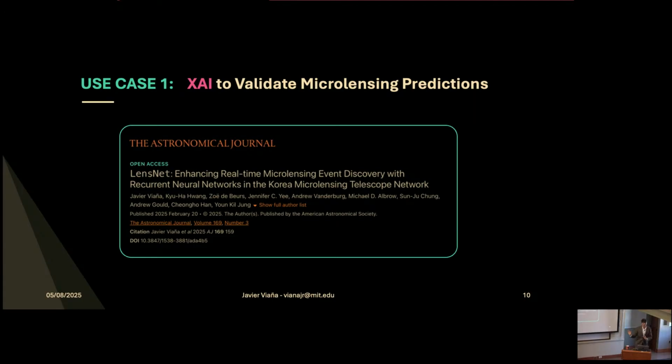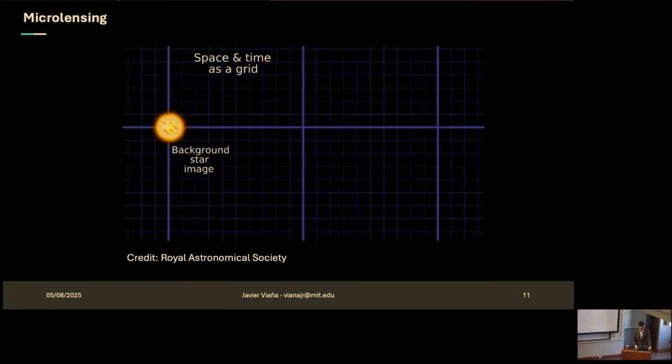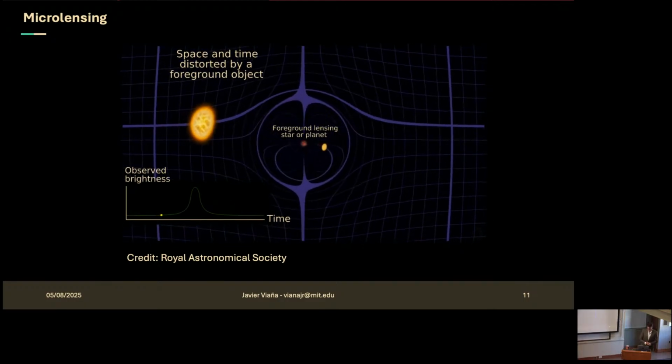Anyway, we'll use that technology for the 2 use cases that I told you about. So how can XAI help us validate microlensing predictions? Well, we worked on this pipeline called LensNet, together with Jennifer, who's also in the audience, and Andrew. We basically try to predict in real time whether a microlensing event is happening or not, right? We used a pipeline called LensNet for that, and I'll also tell you how to validate those predictions, right? Before we get into that, of course, I have to explain how the pipeline works and what the whole point is, which also has an astronomy application, so it's very interesting.